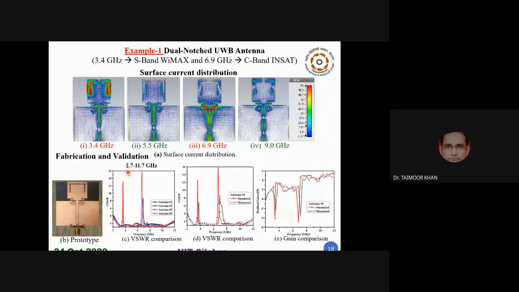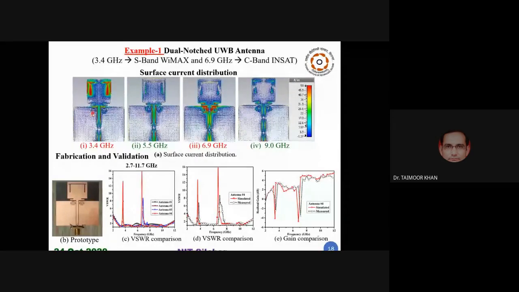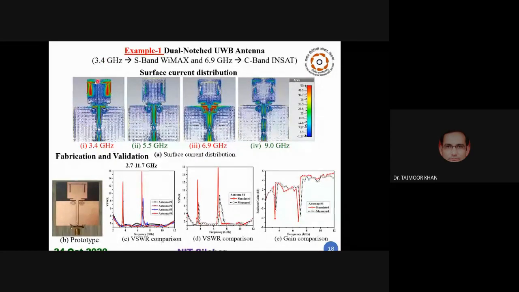Now come to the results part. The design is basically to reject 3.4 gigahertz and 6.9 gigahertz. If you see the surface current distribution at four different frequencies, 3.4 is an undesired frequency. If you see the intensity of this current, the entire amount of current is retained within the patch. It is not going to be radiated into space. The same thing is happening for this one. But between, at 5.5 gigahertz and 9 gigahertz, these are the desired bands, which do not have a high density of current on the surface. It means that the entire thing is being radiated into space.